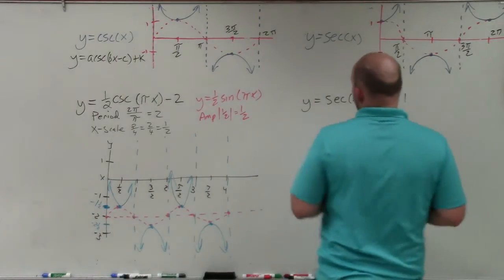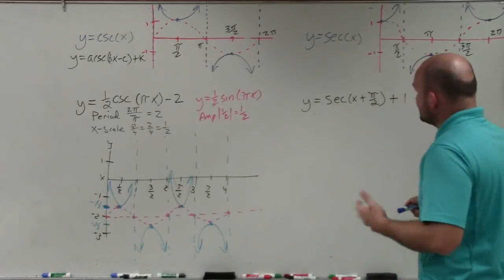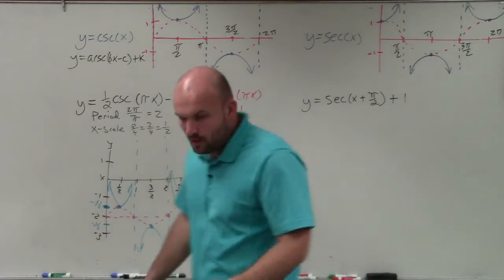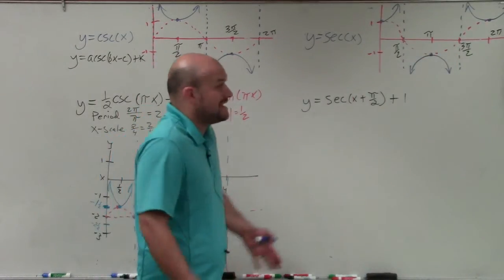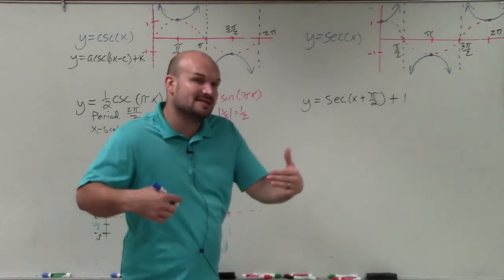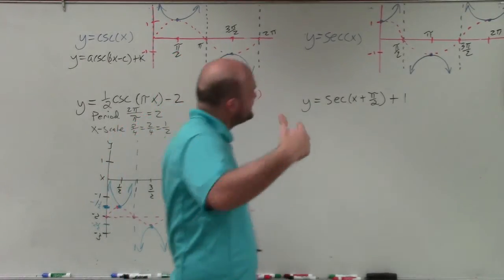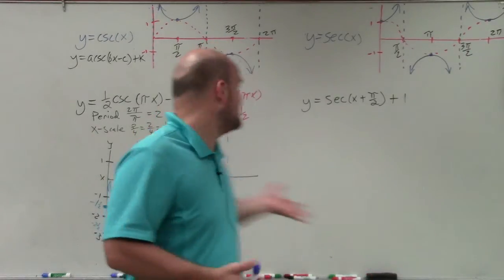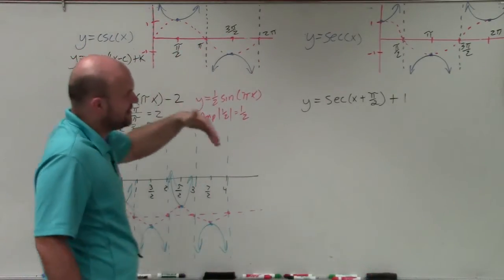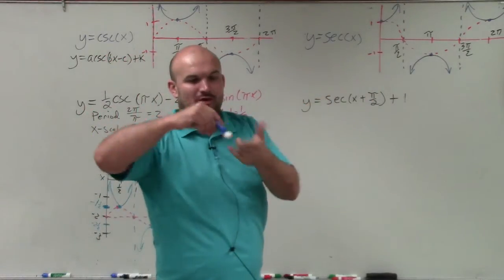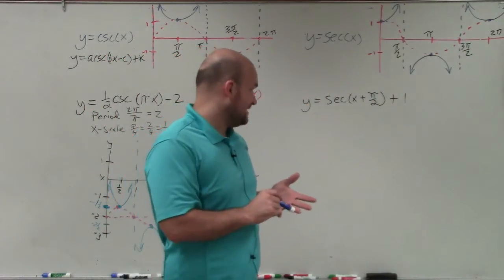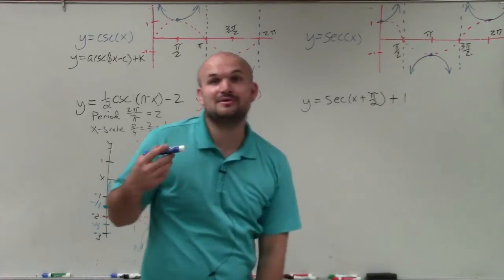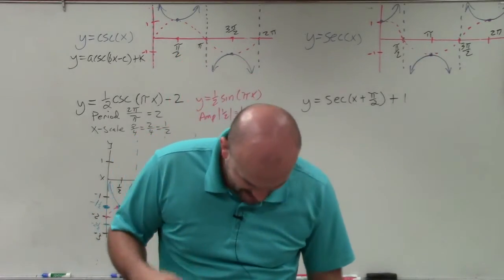All right, the next one, I have y equals secant of x plus pi halves, plus 1. So basically what we're going to do in this example is look into graphing the cosine function. What I did in the last one is I had a change of period. Well, this one, there's no a, there's no b. Well, actually, there is a c, so I am going to now affect my phase shift.